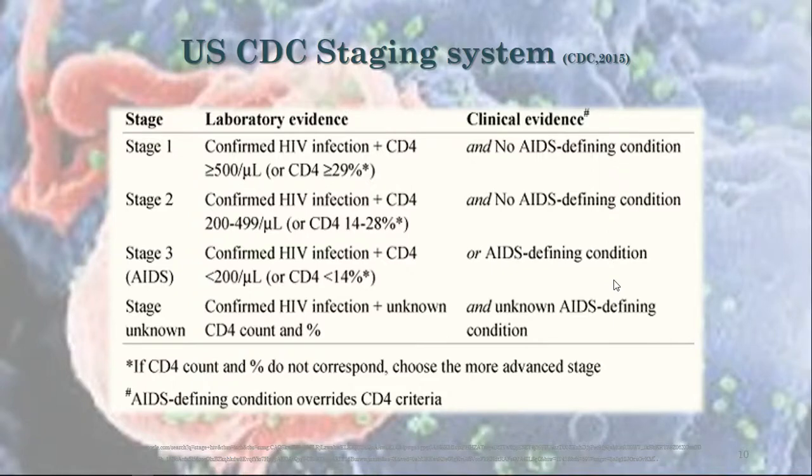So this is really important to remember the staging system for HIV, because that's going to determine the progression from HIV to AIDS. And that gives you a better idea of how that progresses. It's important to know that AIDS is classified as having a CD4 count of less than 200, or a CD4 of less than 14%, plus an AIDS defining condition.